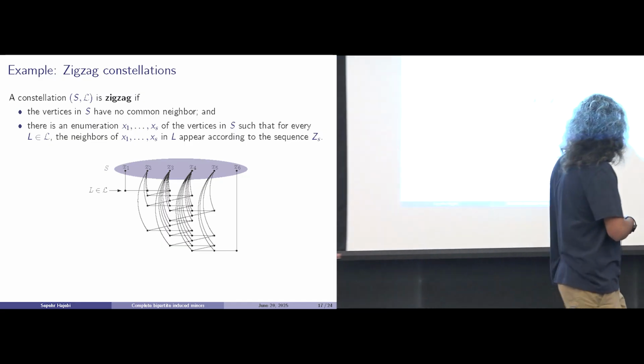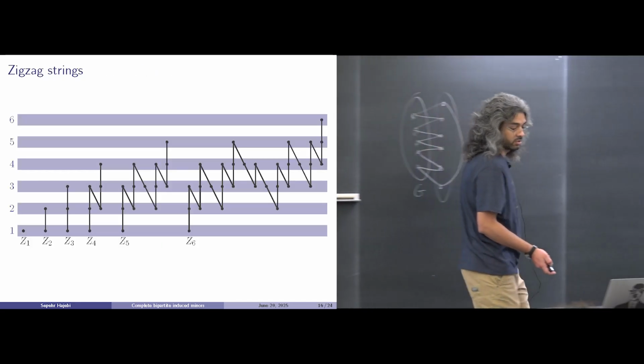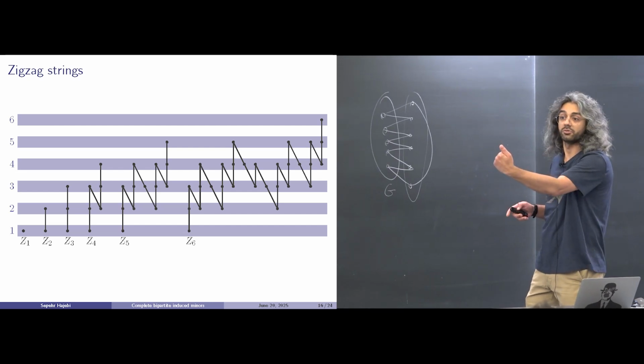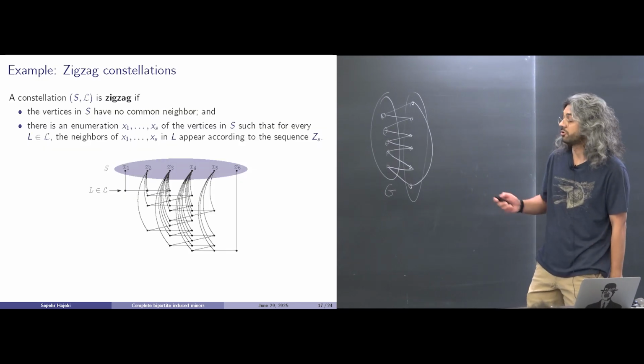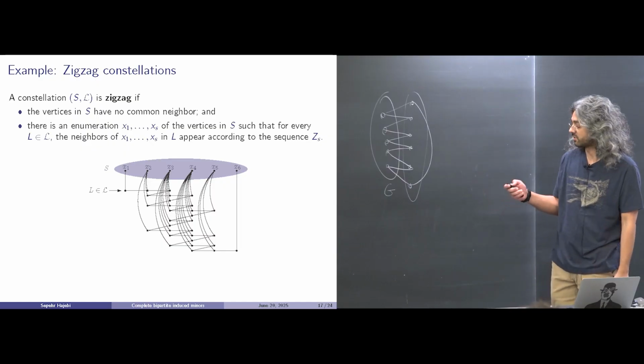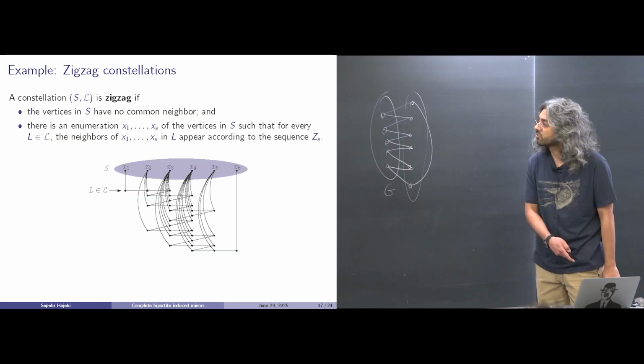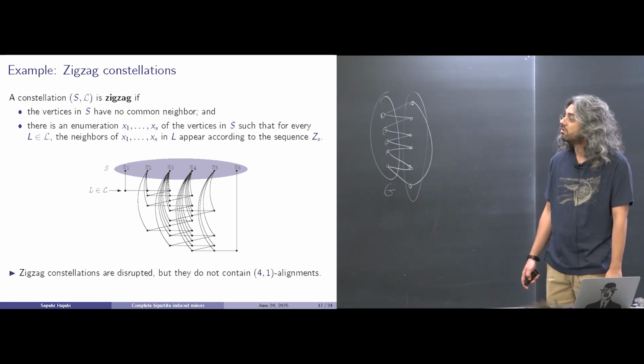So for instance, if you remember what used to be z6 over here, I'm just going to rotate this by 90 degrees, and it's going to be the picture over here that you can see. And this is just going to be one of the paths of the constellation. You may have many of them. And this constellation over here is also disrupted.